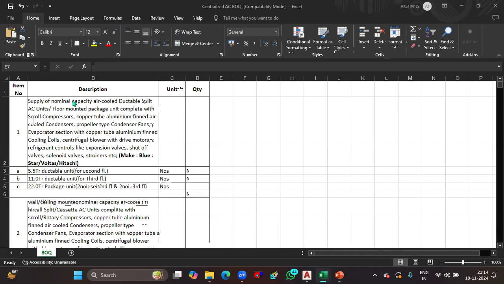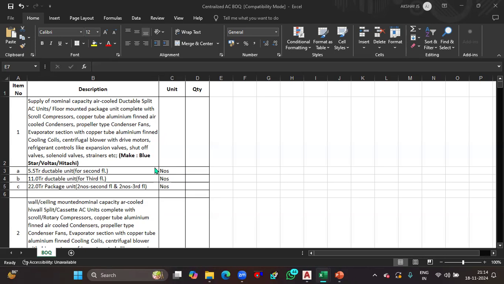Here, initially they are starting with the machines, separately. You can see supply of nominal capacity air-cooled ductable split AC unit, which consists of a scroll compressor and a copper tube aluminum finned air-cooled condenser with propeller type condenser fans, and an evaporator section with copper tube aluminum finned cooling coils with a centrifugal blower with drive motors. It is a direct drive motor, with refrigerant controls like expansion valve. This is the concept of the entire machine portrayed in the first description itself. And you need to purchase this machine from Blue Star, Voltas, or Hitachi. This is the client requirement itself.